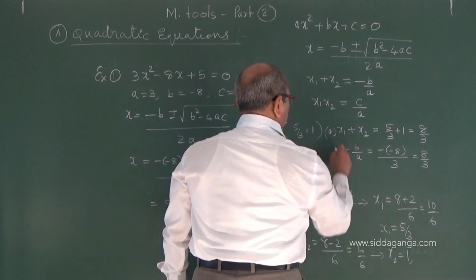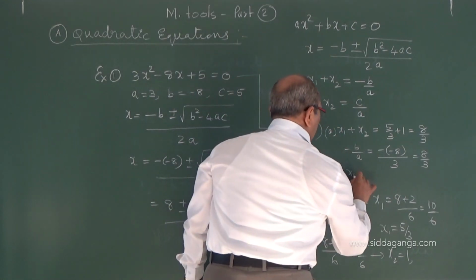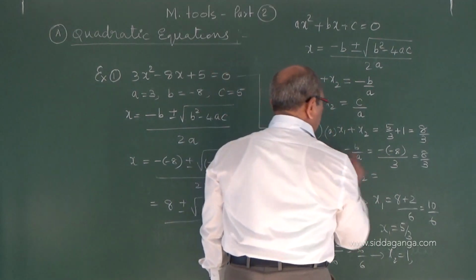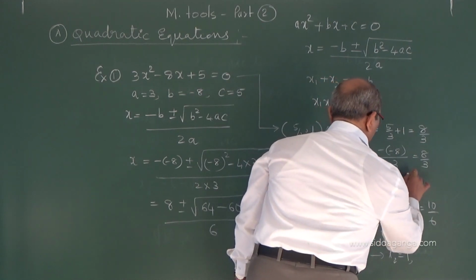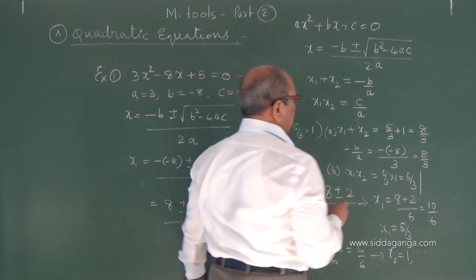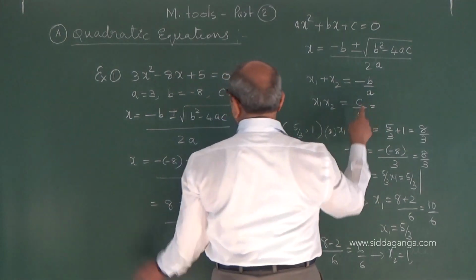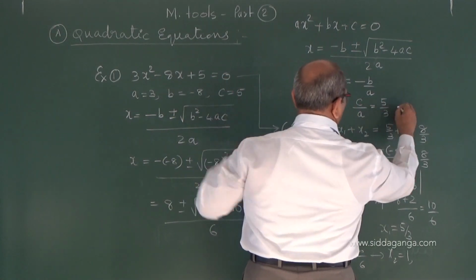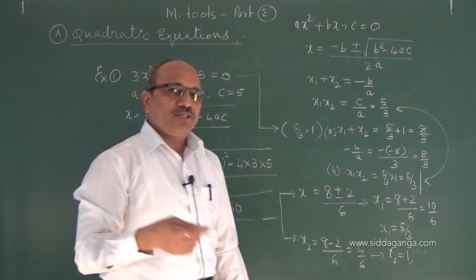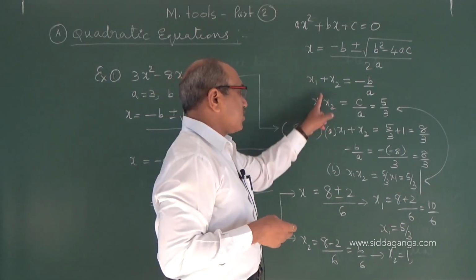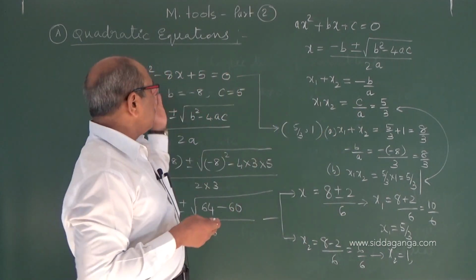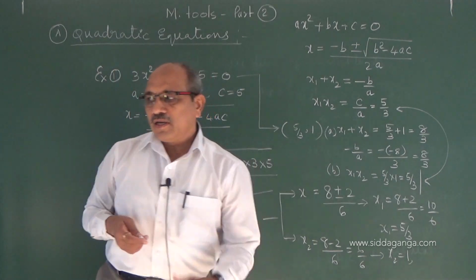And the second one: the product x1 x2 is 5 by 3 into 1, which is 5 by 3. That is equal to c by a. I substitute here: c is 5, a is 3. Let us see these two are the same. So sometimes it helps us solve problems in physics by this also. Knowing the constants, using this, we can get the values, or using this equation, or using another alternate method.